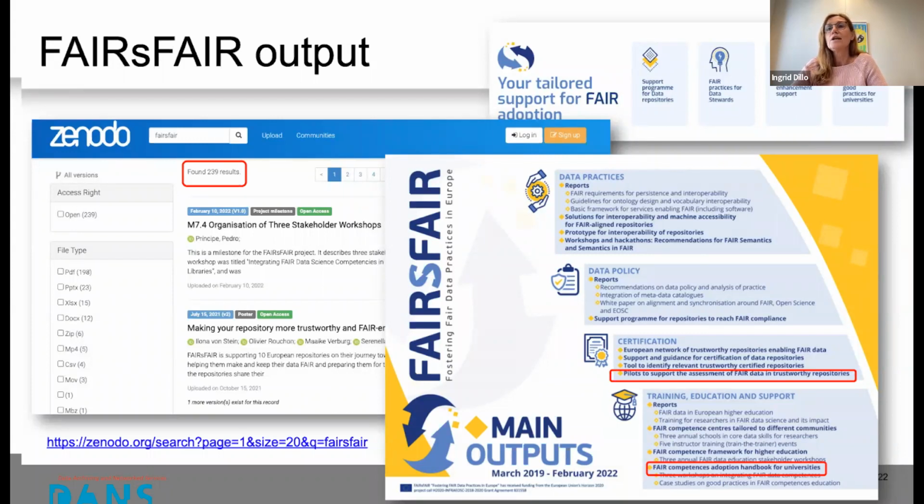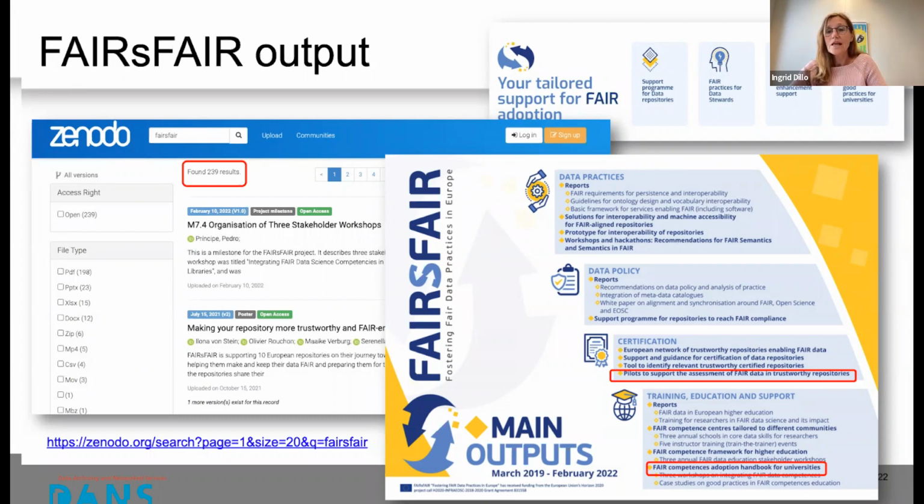Now, if you look at the right-hand graph that I have on this slide, you can see that there are 2 elements in red, and these are the 2 outputs of the project that you will learn more about today. The first one is around pilots that we developed, so tools to support the assessment of FAIR data in trustworthy repositories. So this is about HEIS that you will hear more of. And the second one is around the FAIR Competence Adoption Handbook for universities. So these 2 elements we will zoom in on today, and you will learn all about them.